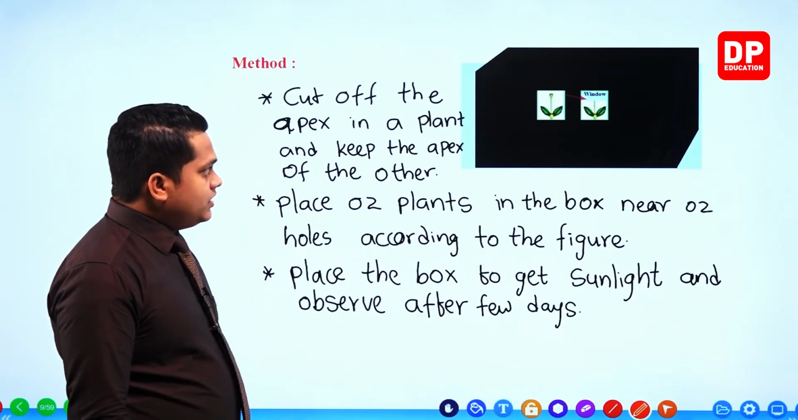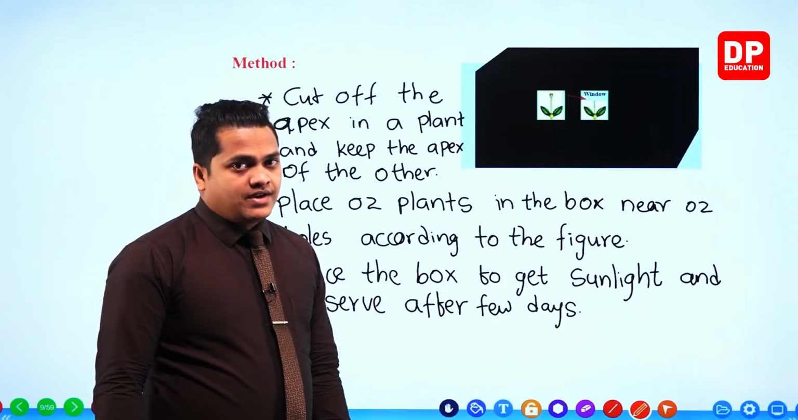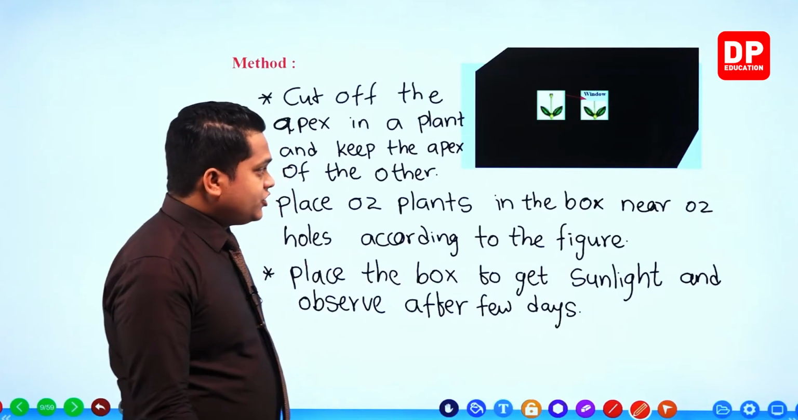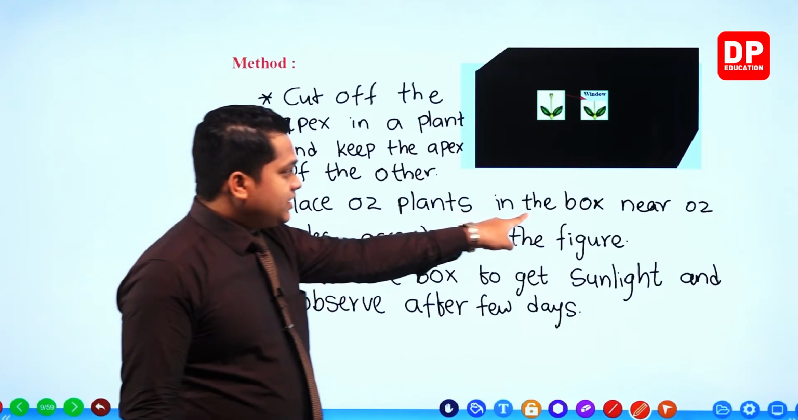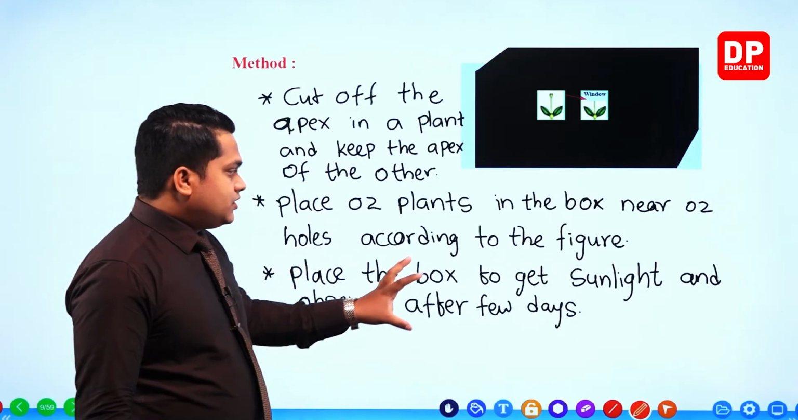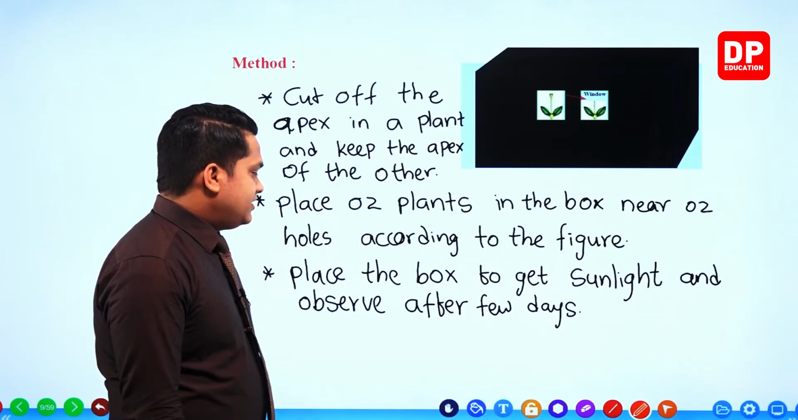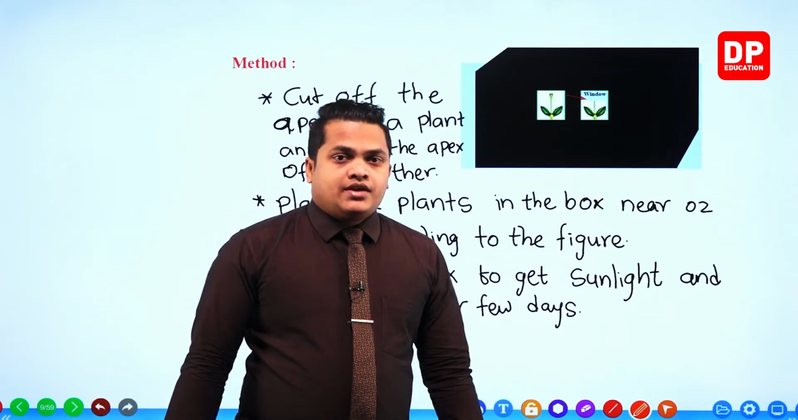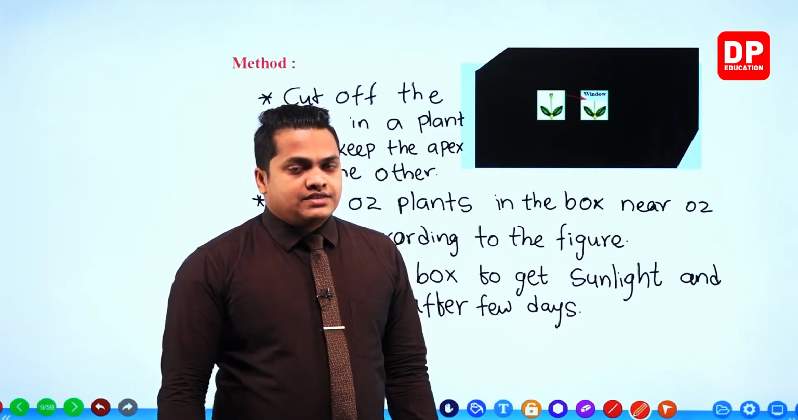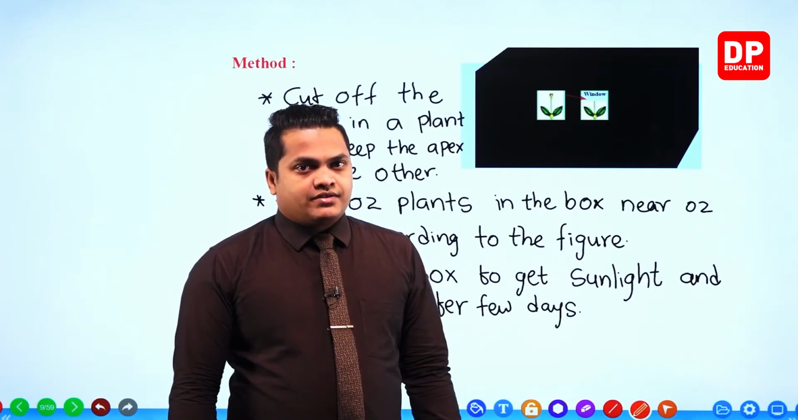So near the two holes, you have to keep the two plants, but however, the two plants should be within the box. Okay, that should be in the box. Then place the box to get sunlight and observe after a few days. So you have to keep the box to get sunlight and you have to observe this after a few days. So this is our experiment, my dear children.